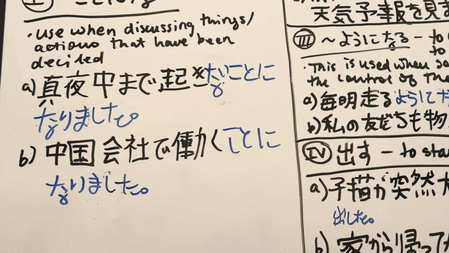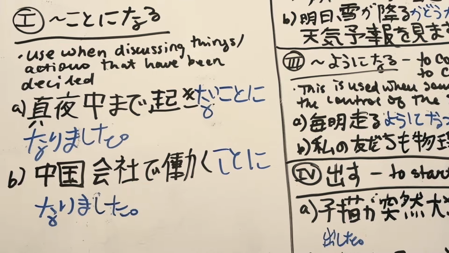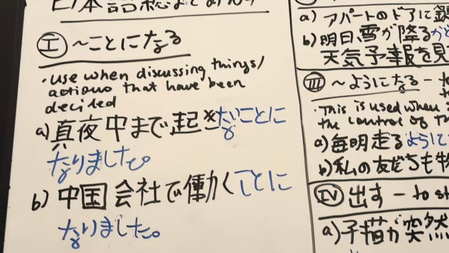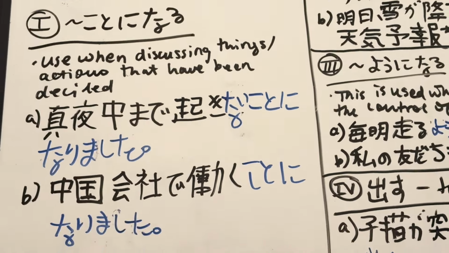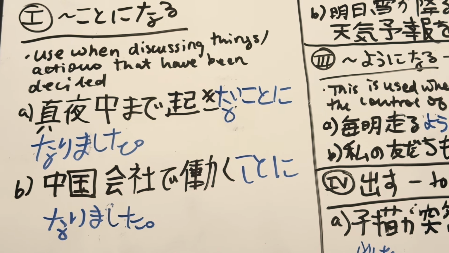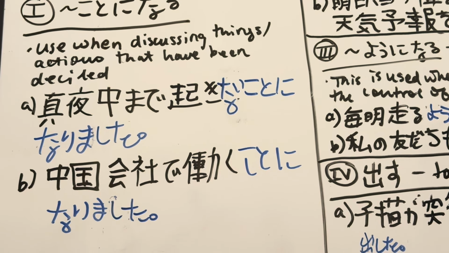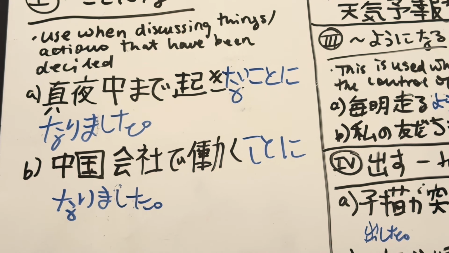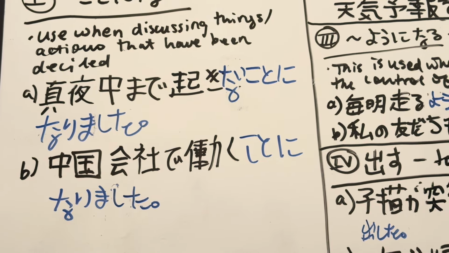Also, one thing to note about this construction, the naru is typically only in the past tense, and we maintain that the verb that is modifying koto be in the present tense. That's because of the predicate rules in Japanese, where the terminating verb of the sentence dictates the tense. Anyway, for a second example sentence, we have Chugoku kaisha de hataraku koto ni narimashita. I decided to work at a Chinese company.